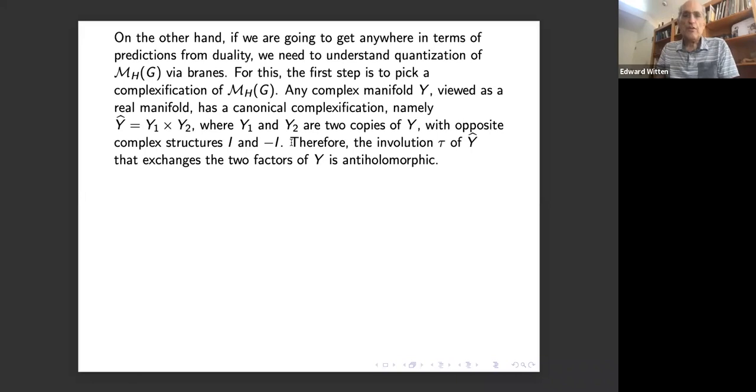Since I take opposite complex structures on the two factors of Y hat, the involution tau of Y hat that exchanges the two factors is anti-holomorphic. Its fixed point set is the diagonal in Y1 times Y2.